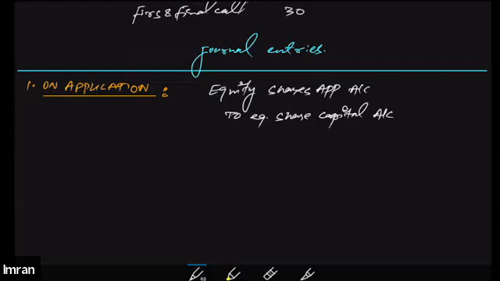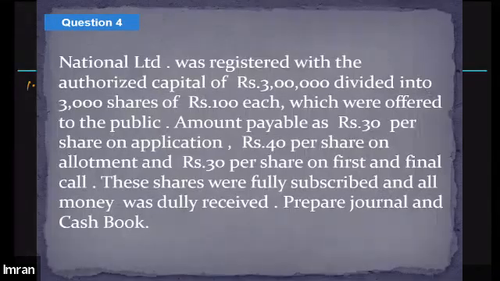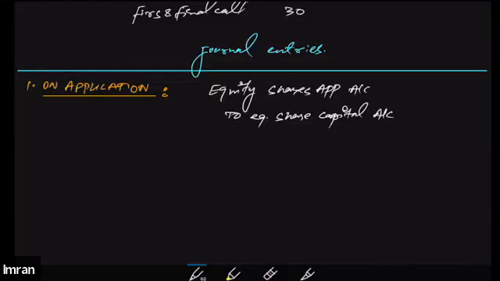Okay, and the amount will be, since we have received 30 on application against 3000 shares, we will just multiply 3000 with 30. That means 90,000 will be received on application.